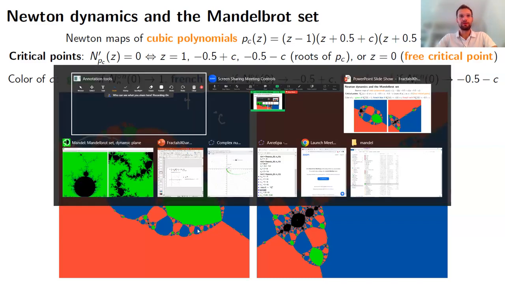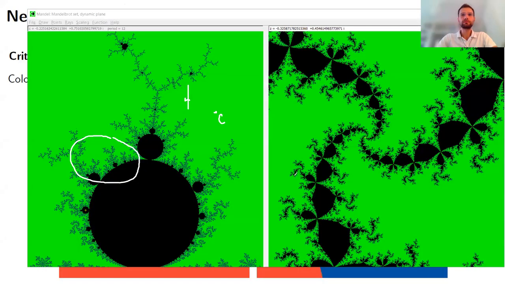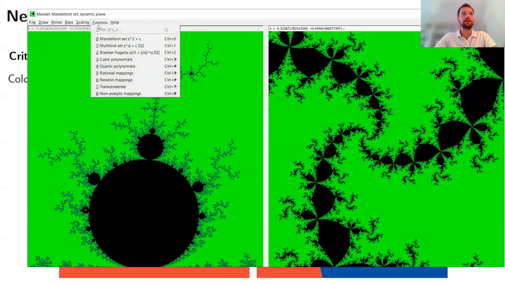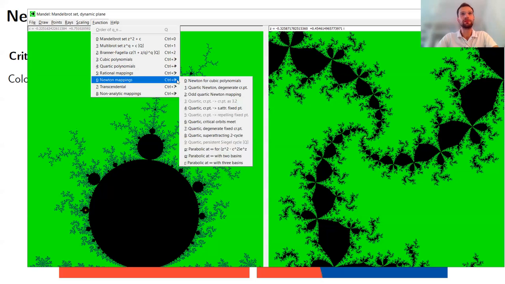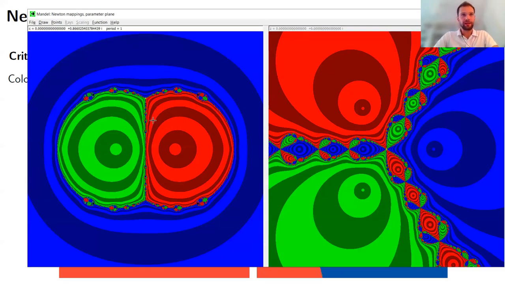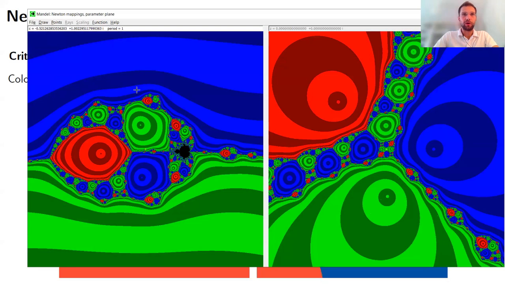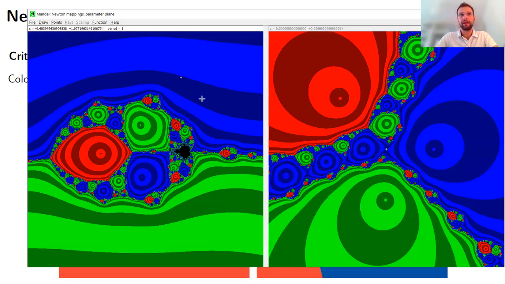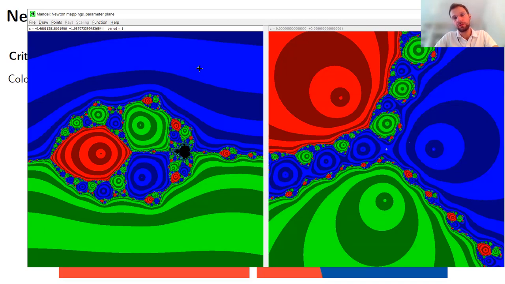If I quickly go to the program that I was showing you before, I can change the function. Again, this is a scientific program. I can choose a Newton map. The color scheme is a bit different, a bit psychedelic, but more or less this is what I'm saying. So I do have a coloring scheme. If I pick a point which is blue, you see here, I picked a C here, then there's a critical point, the zero, and let us see where this point converges to. I iterate it. Let's trace this cross. If I iterate it, as you can see, it converges to the blue root.